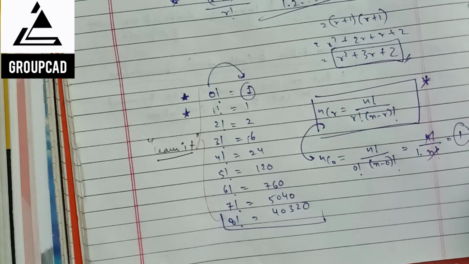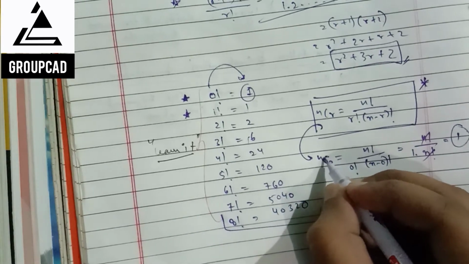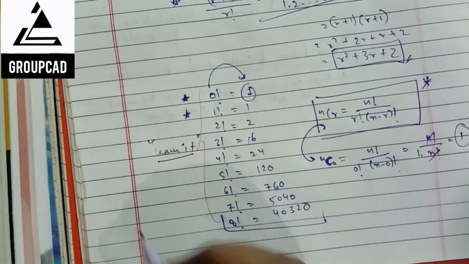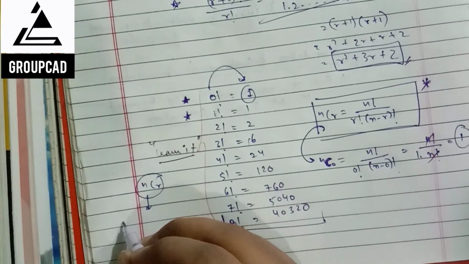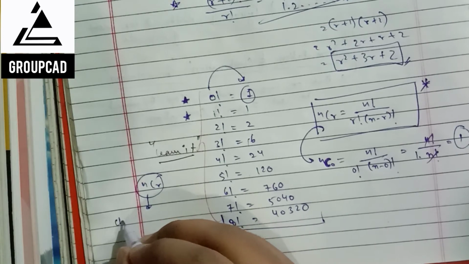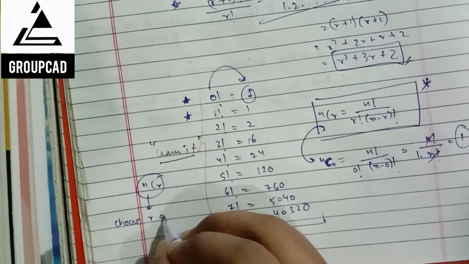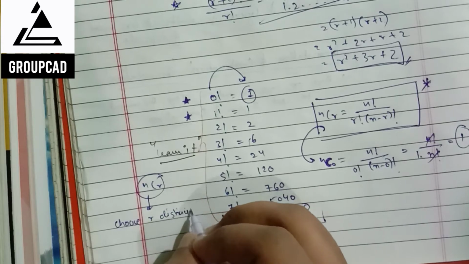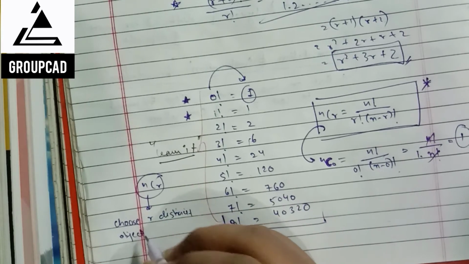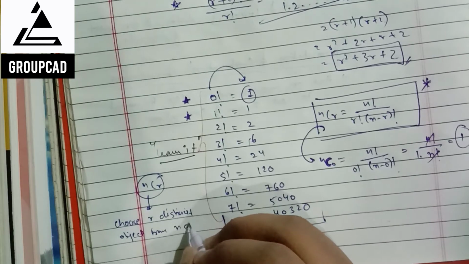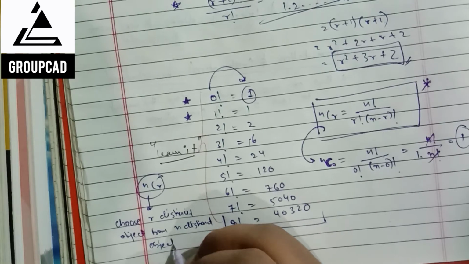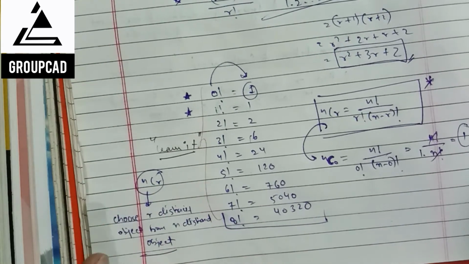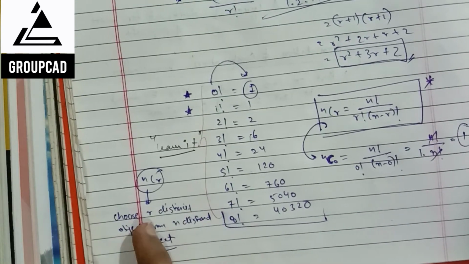Okay, so the meaning of C is, if we understand what we write as nCr, its meaning is choose r distinct objects from n distinct objects. The meaning of nCr is choosing r distinct objects from n distinct objects.